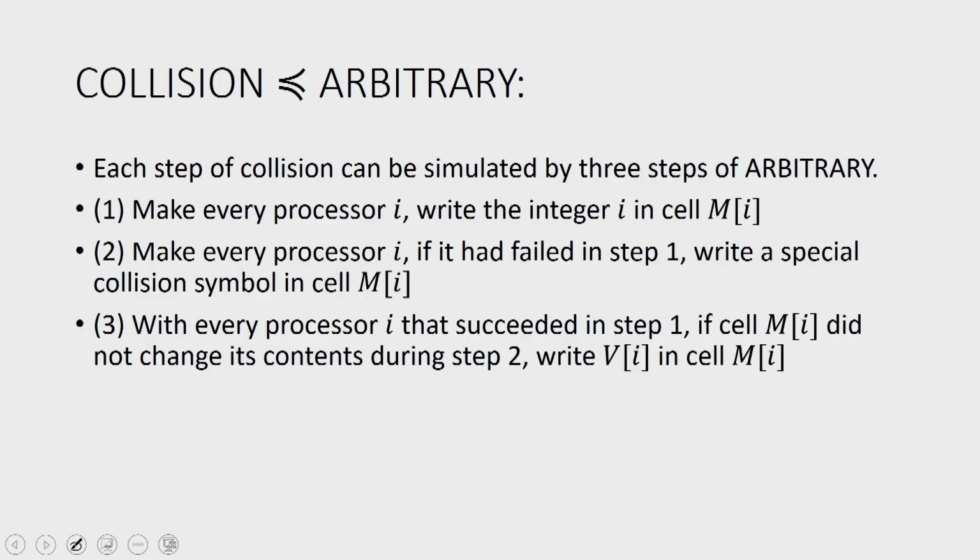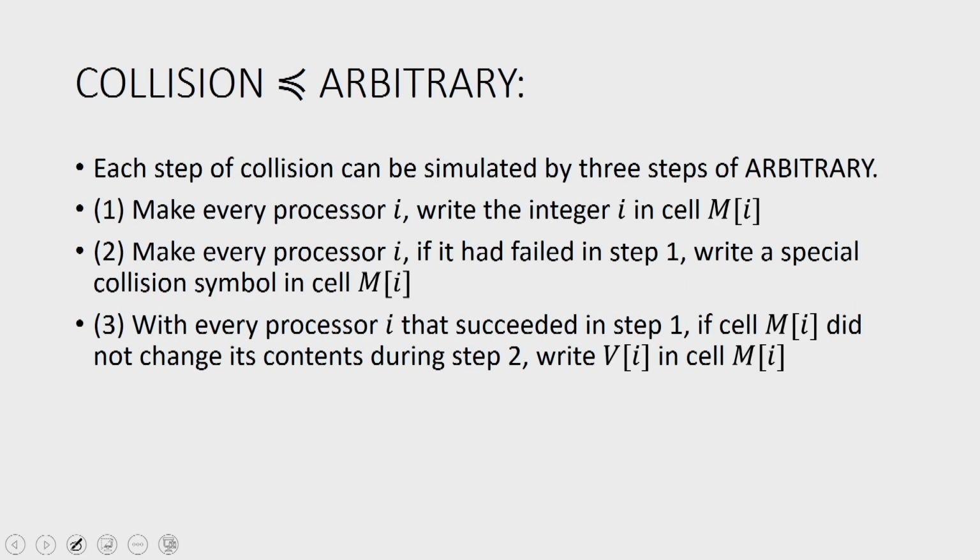Now we come to the collision model. I claim that the arbitrary CRCW PRAM is at least as powerful as collision. This is because a step of collision can be simulated on the arbitrary CRCW PRAM in 3 steps. So, the simulation is carried out in this fashion. First, every processor i writes the integer i in the location in which it wants to write. So, here first we are attempting to detect a collision. What we have is an algorithm that is designed for the collision model, and this algorithm we want to simulate on the arbitrary model. So, the simulated algorithm is going to run on the arbitrary model, and what we do is this: in the first step, every processor i writes integer i in cell Mi.